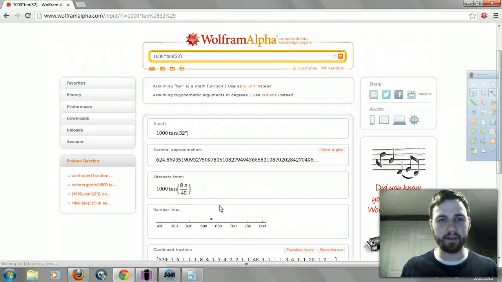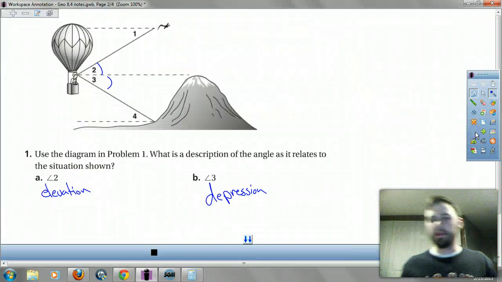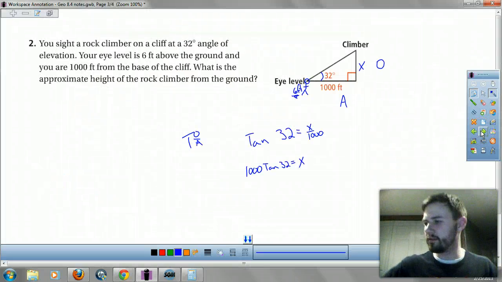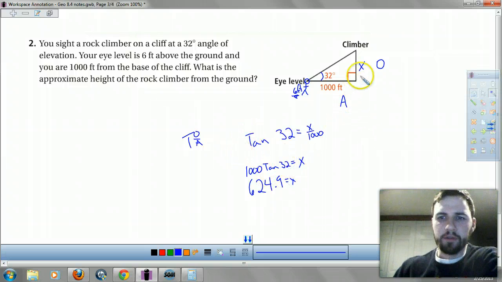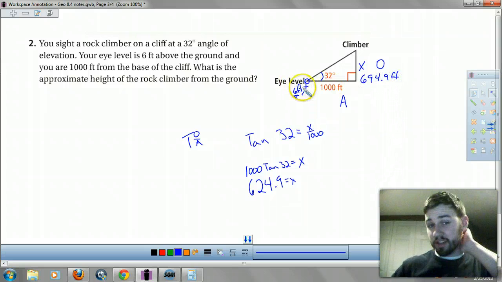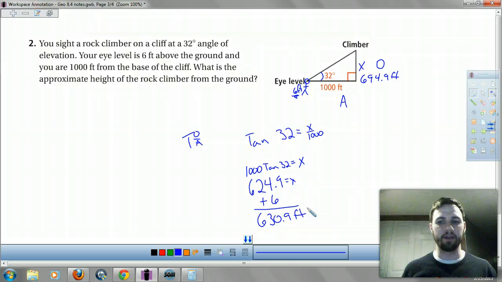Alternate forms, number line, all this stuff. So 624.9. Okay. You guys remember that? 624.9 equals x. Are we done? No, we aren't. So this is 624.9 feet. But remember, you're 6 feet up already. So you have to add 6 to it, because that's how tall you are. So you get 630.9 feet. Okay, and you're done.